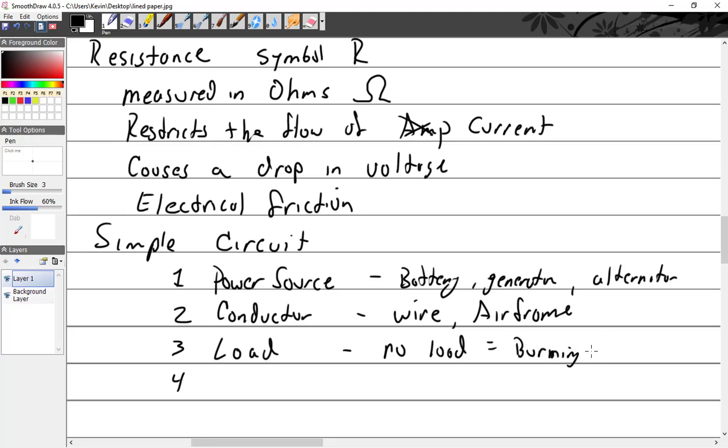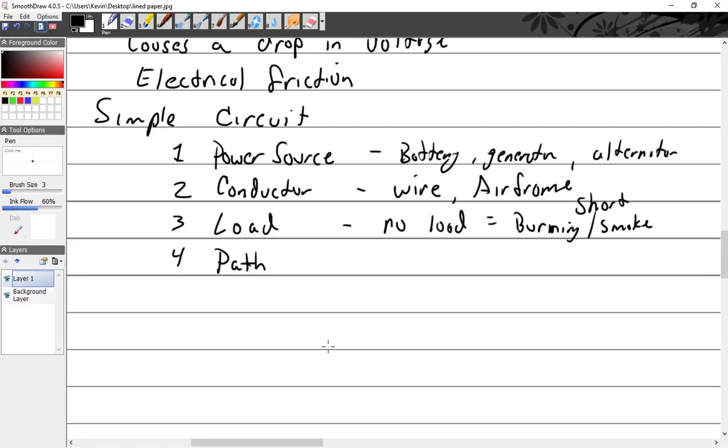Burning. Smoke. That's a short. We don't like that. I mean, all of us in here. A short is a bad thing. So you must have a load, or the wire gets very melty. And the last thing we need is a complete path. That's the purpose of the switch, to open the circuit and close the circuit, to complete the path or not.